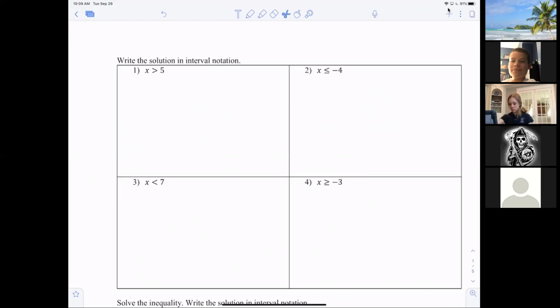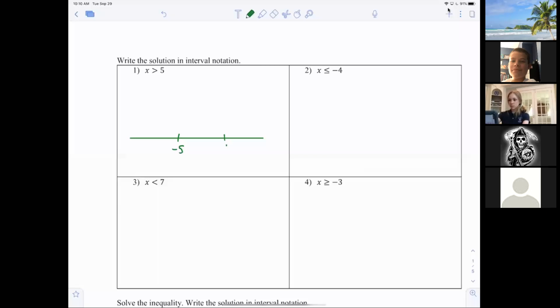So let me see if you understand what I mean. For question number 1, we're going to graph x is greater than 5. Just like yesterday, I would put -5, I would put 5, I would put an open circle, and then we would say we're graphing everything to the right. Anybody have any issues with that?